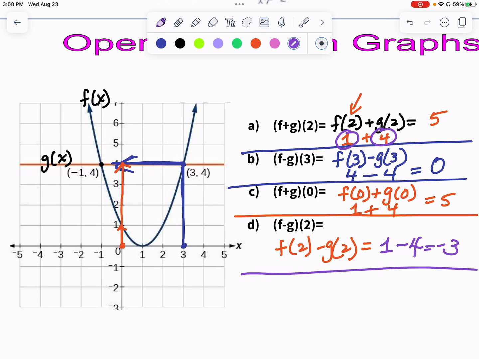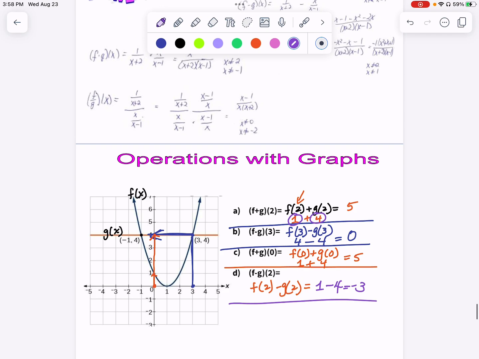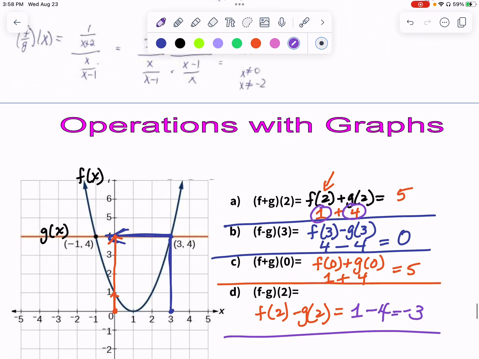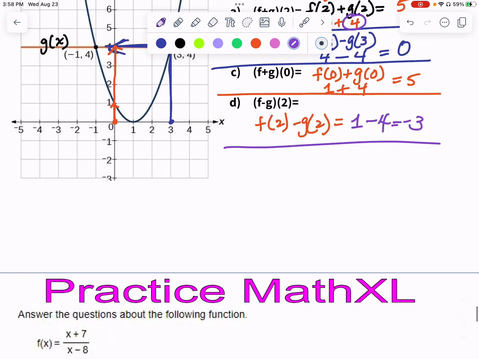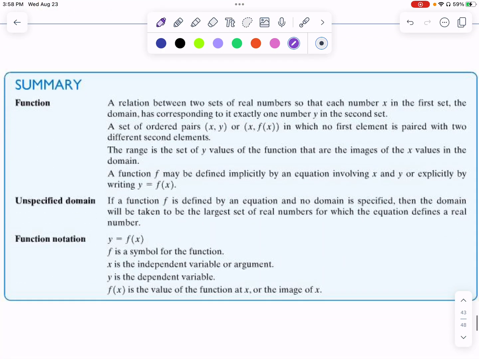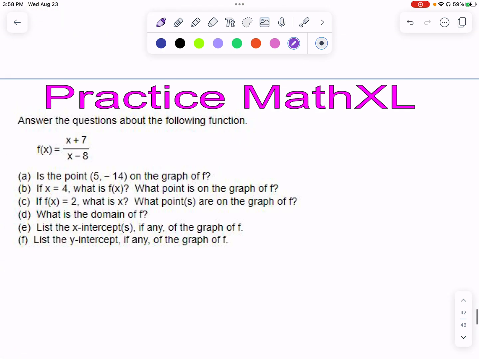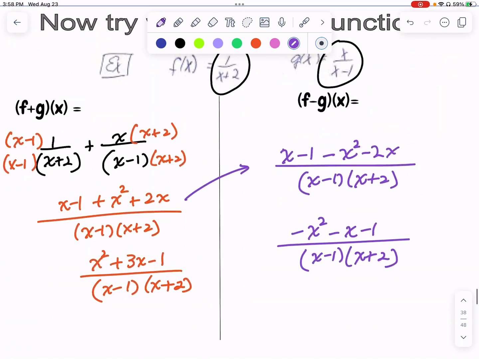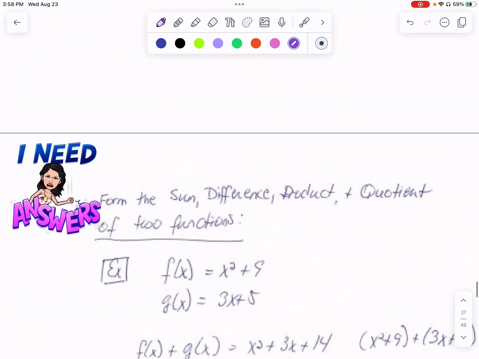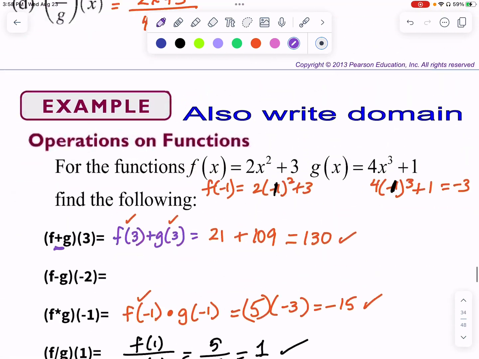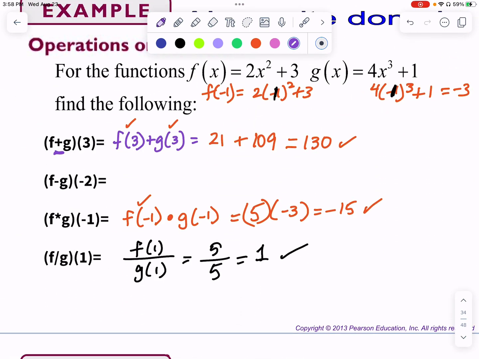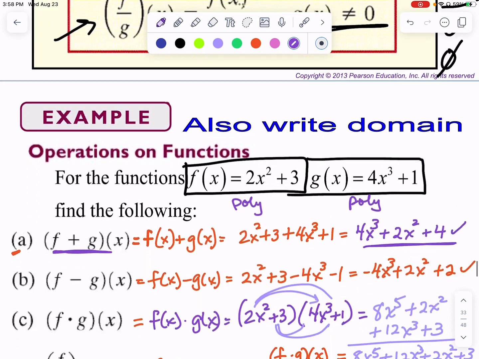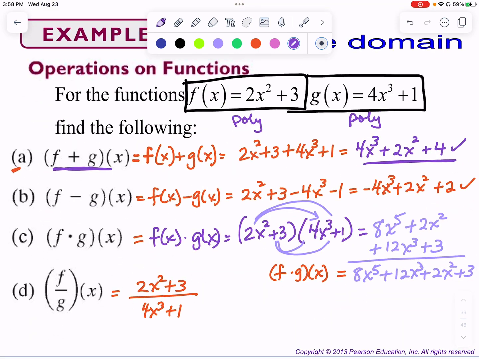So that takes care of the last two topics, power functions and operations with functions. Operations with functions as graphs. So operations with functions with graphs, operations with functions when you're given a specific input, which was this one, and then also operations when you're given the function in general. Hope that was helpful. I will see you in class.